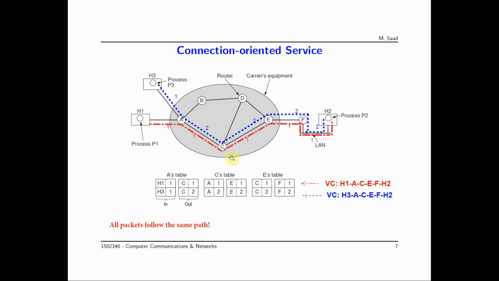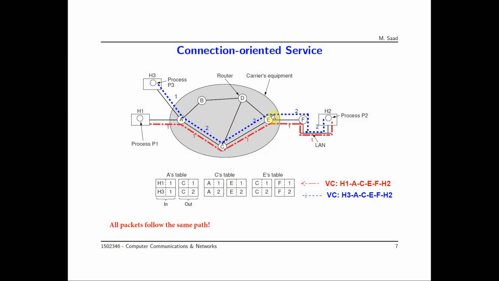Now, once we continue with the other routers, router C, the table entry for the blue connection. What's the incoming device? A. What's the outgoing device? E. That's so easy. A and E. It just comes from the path, right? Before router C, we have router A. After it, we have router E. What about the VCIs? We have chosen 2 on this link and 2 on that link. So incoming to C is VCI 2. Outgoing from C, we have also VCI 2.